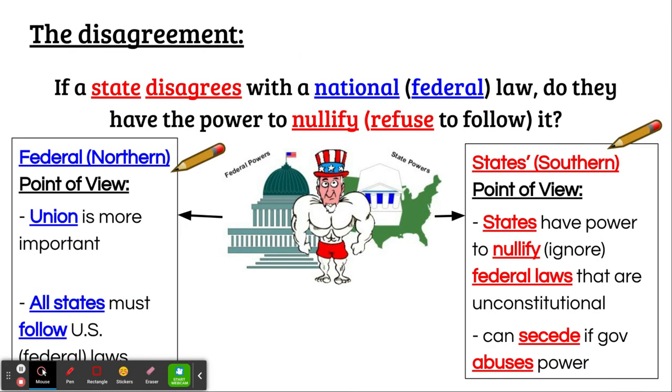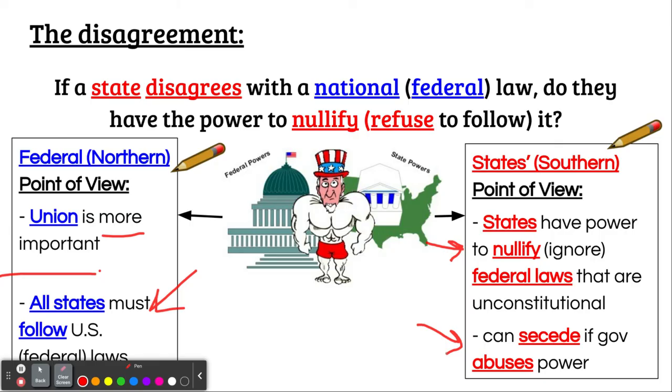And so if a state disagrees with a national or federal law, do they have the power to nullify, refuse to follow it? We've talked about this before, but the federal government thought that the union as a whole was more important. Preserving the United States was more important than the individual states. All states must follow the laws. However, if you were a Southern state, you thought that you did have the power to nullify and ignore a law and apply your own policy. And if the country were to abuse its power, or you felt that it overstretched its power, you could secede and leave the government. And so that is the big question for today, states' rights.